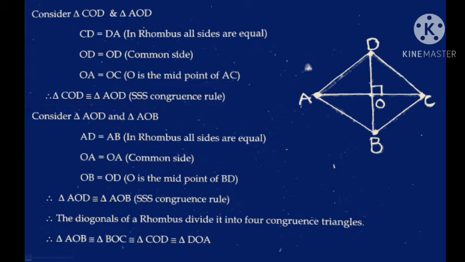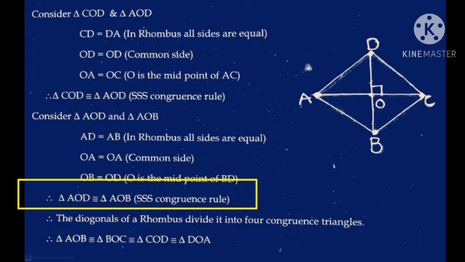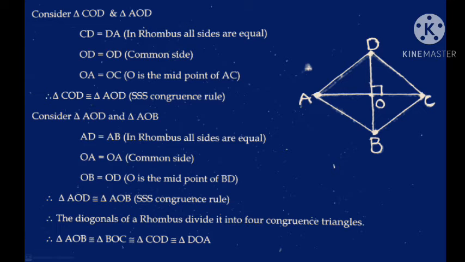congruency rule. Next, in triangle AOD and triangle AOB, AD equal to AB, since in a rhombus all sides are equal. OA equal to OA, it is a common side of both triangles. OB equal to OD, because O is the midpoint of BD. Therefore, triangle AOD is congruent to triangle AOB according to the SSS congruency rule. Therefore, the diagonals of a rhombus divide it into four congruent triangles. Triangle AOB is congruent to triangle BOC is congruent to triangle COD is congruent to triangle DOA.